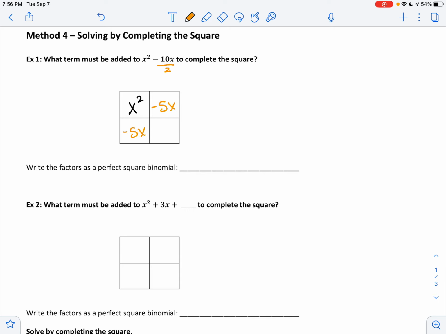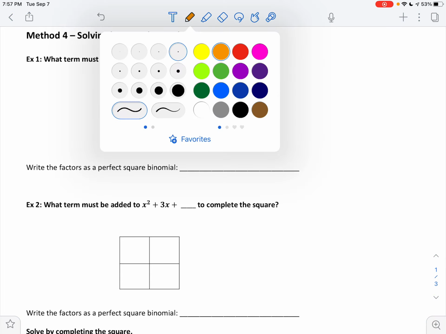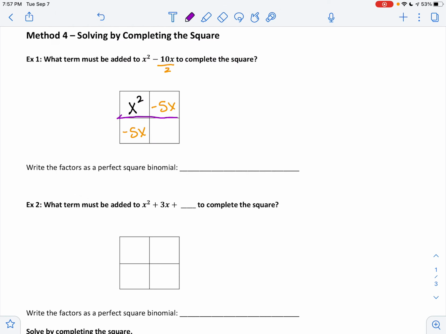The reason why we're cutting it in half is that we are splitting this term into these two boxes. We want this side length to be the same as this side length. That way it will be a square and not a rectangle. The greatest common factor of my top row is x. The greatest common factor of my left column is x. X times what number would give me a negative 5x? Well, that would be negative 5.